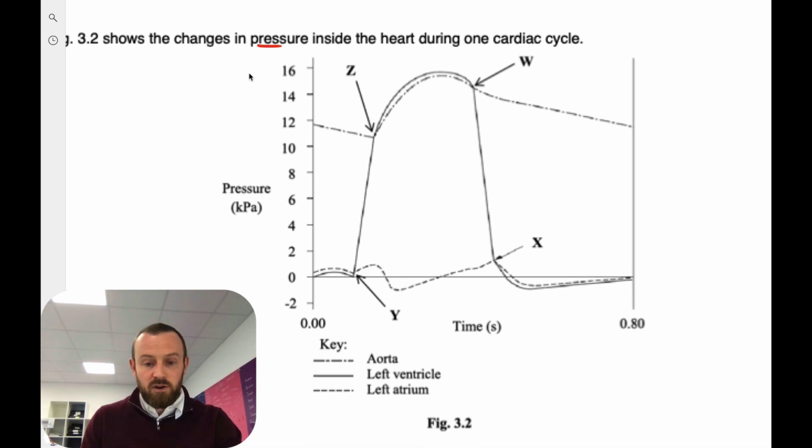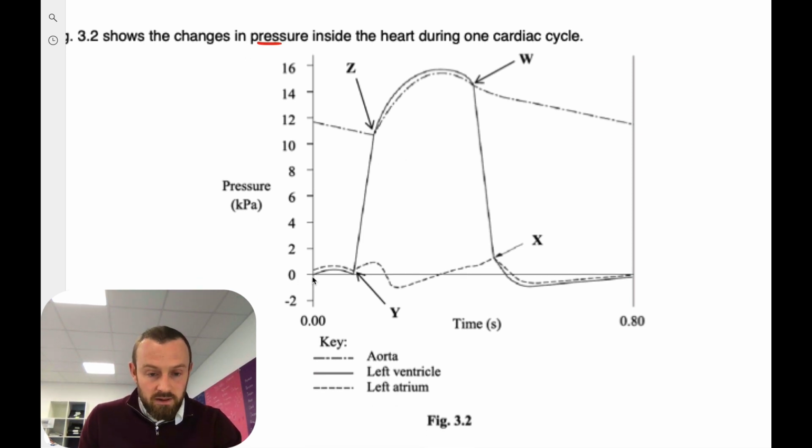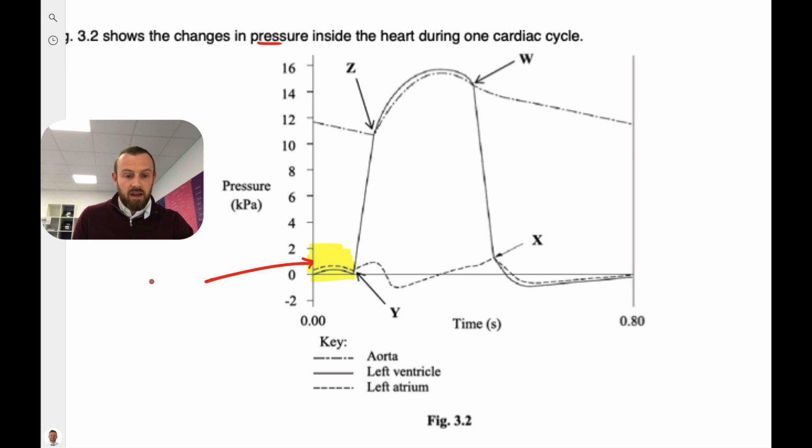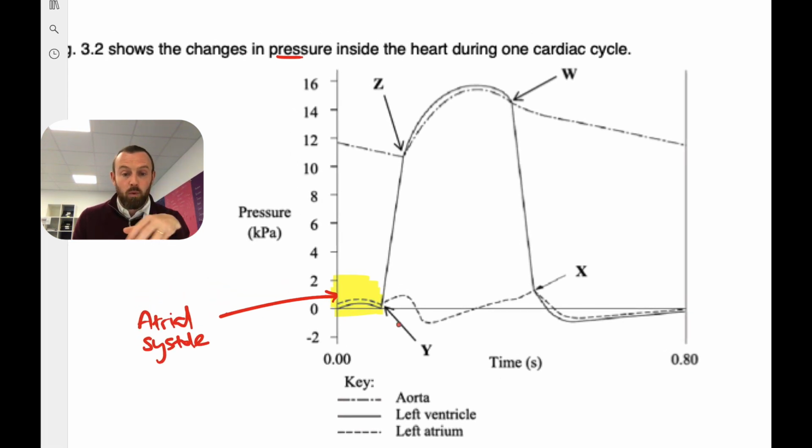You need to talk about what pressure is higher than what pressure. So let's first of all look here. Between this point and this point, this region here, the yellow region, is going to be atrial systole. So you need to say that. The atrial systole is occurring before point Y, and during this time, the pressure in the left atrium is above the pressure in the left ventricle. So I'll just write that on here. Left atrial pressure is above that of the left ventricle.